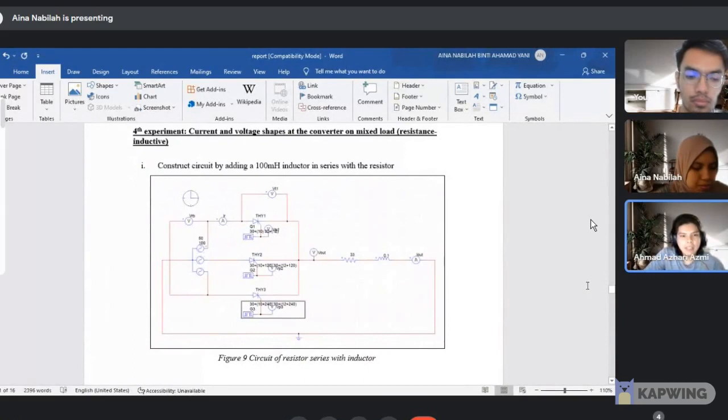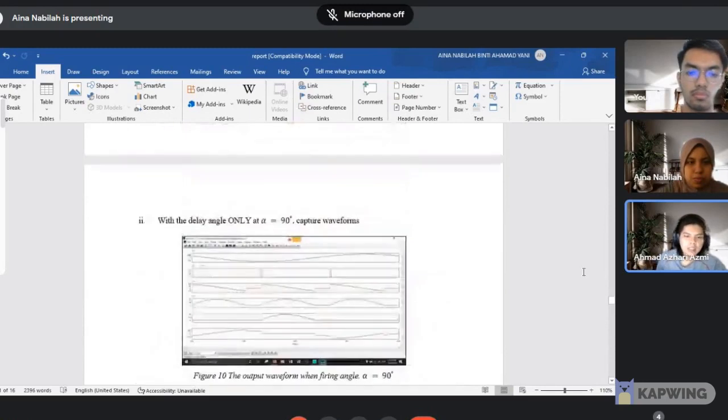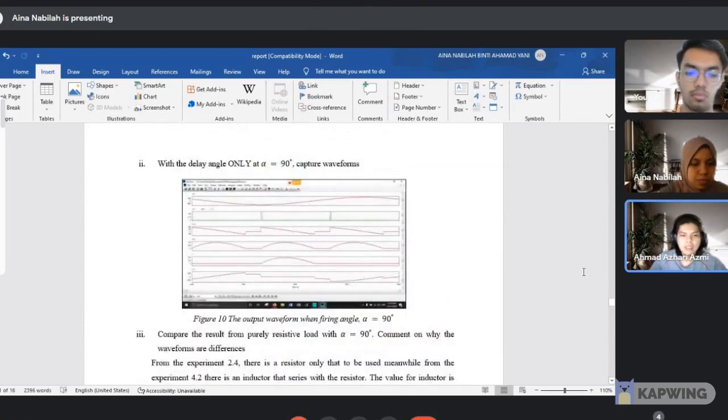Hello, my name is Azhari bin Azmi, and I will discuss the fourth experiment, which is the current and voltage shape at the converter on mixed load, which is a resistive and inductive load. First, we construct the circuit by adding a 100 millihenry inductor in series with the resistor. This figure is the circuit of the resistor in series with the inductor. From the circuit above, we run the circuit at 90 degrees.